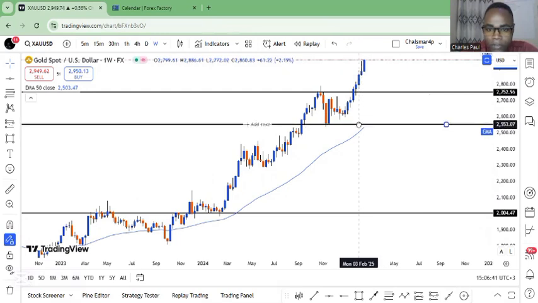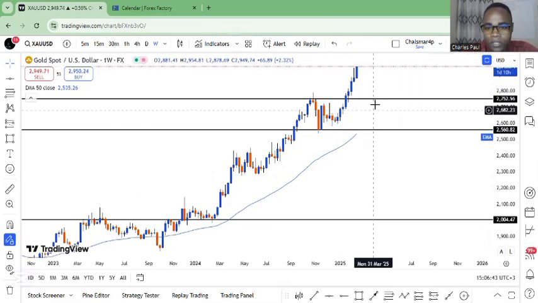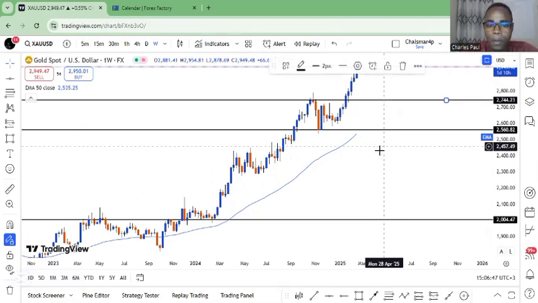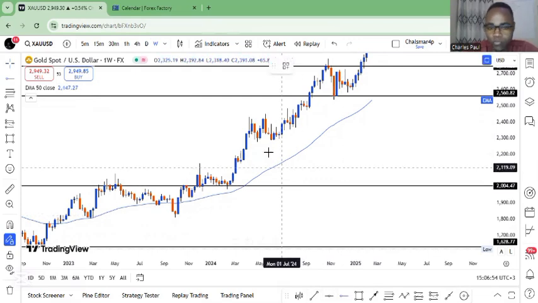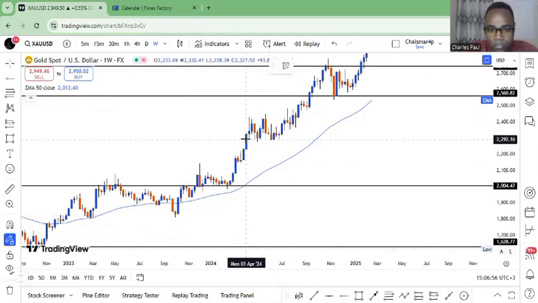Let me modify. This one also is easily visible. Perfect. So sometimes you can add some important zone. If you see, for example, over here I see this good support which was created by the market. Very good support.